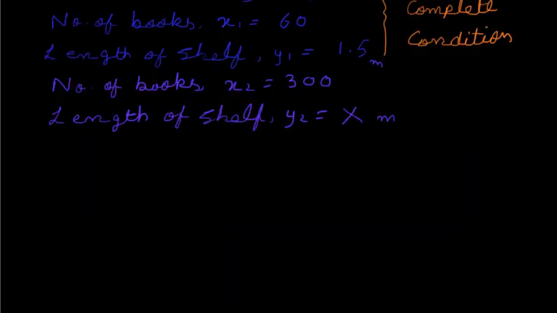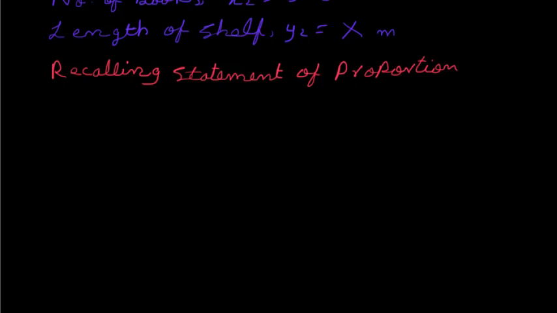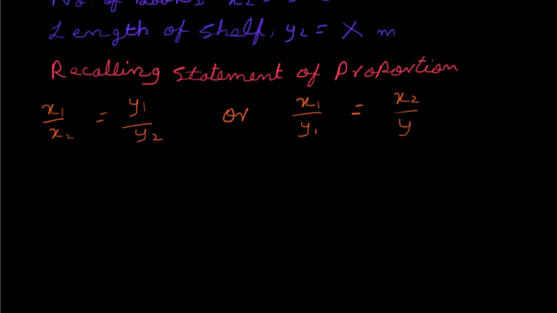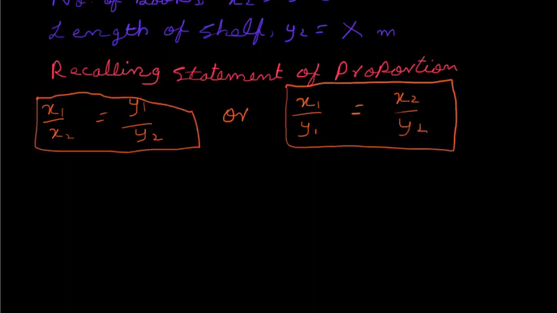Recalling our statement of proportion, it can be written as x sub 1 divided by x sub 2 is equal to y sub 1 divided by y sub 2. You can use this one, or the same thing, x sub 1 y sub 1 is equal to x sub 2 y sub 2. There is no difference, the answer will be the same. Whatever is required can be achieved using either one. Now let me use this one.